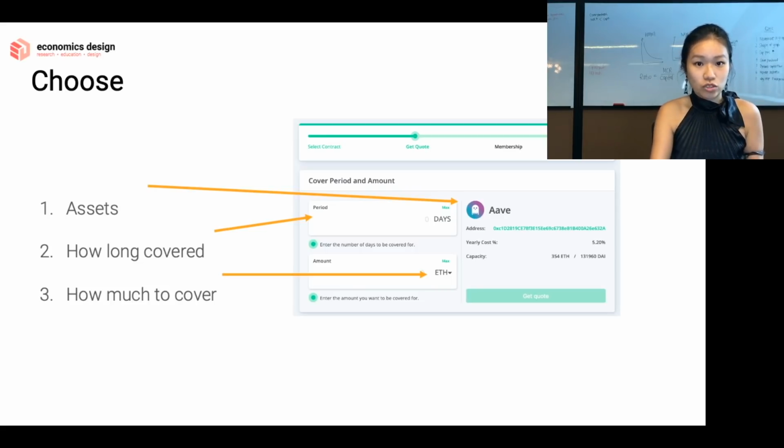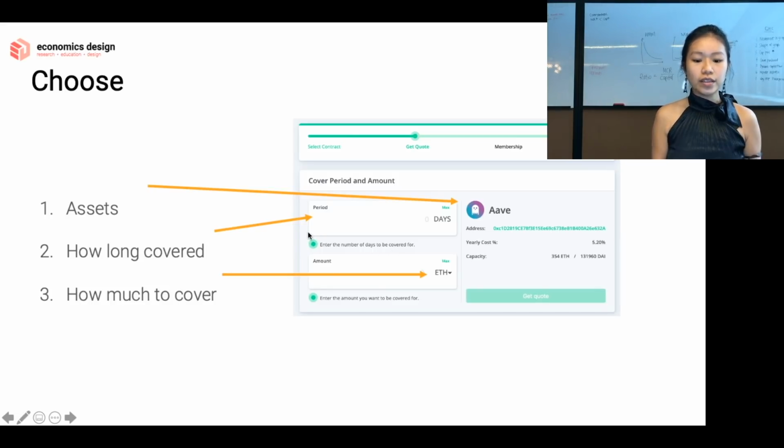So for example, I'm just using alphabetical order, there's Aave. Aave is a lending and borrowing protocol. And if you want to purchase Aave or you want to use the protocol, you want to use their platform, then you can buy insurance to cover just in case there is a technical bug and your losses will be covered by Nexus Mutual. So firstly, you choose the assets, then you choose how long you want to cover it for.